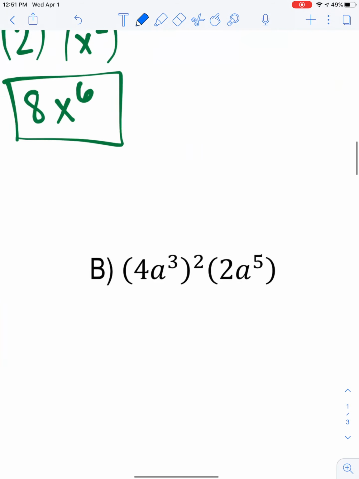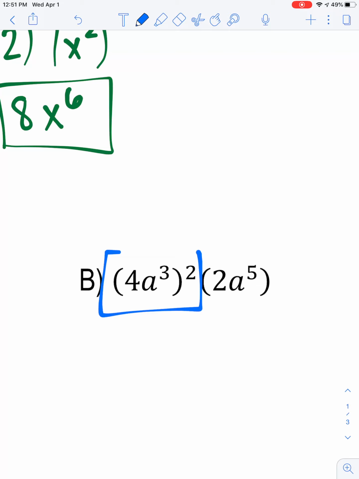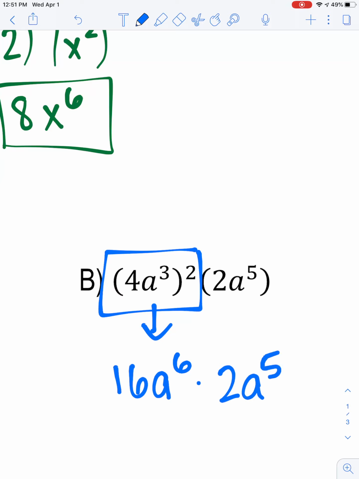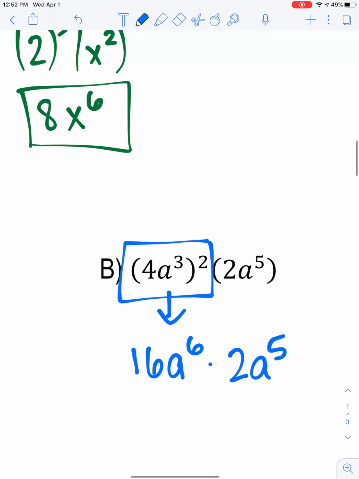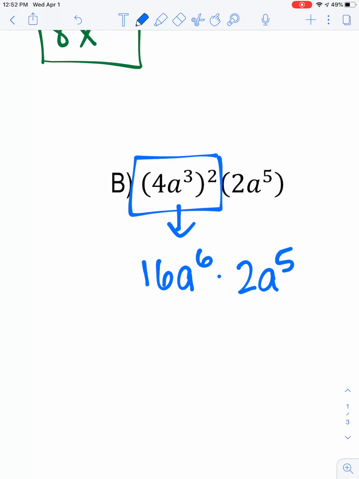On part B, first I'm going to take care of this piece of the expression that has the squared after the parentheses. So that becomes 4 squared, which is 16. A to the third to the second is a to the 6th because I multiply those. Now I want to multiply it by 2a to the 5th. So whether you use parentheses or just a dot in the middle, we want to multiply these together now. So there I did a product to a power. And then in the a to the third to the second, I did a power to a power. Now I'm just multiplying these together.